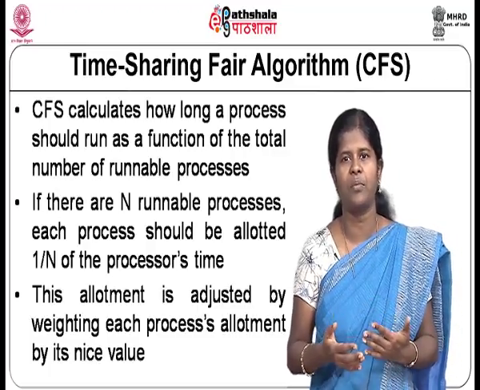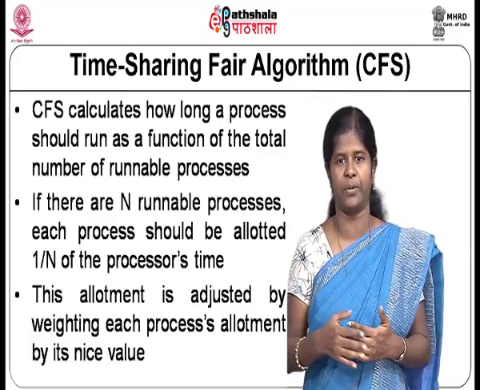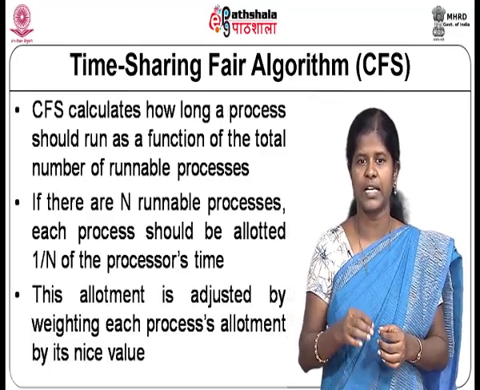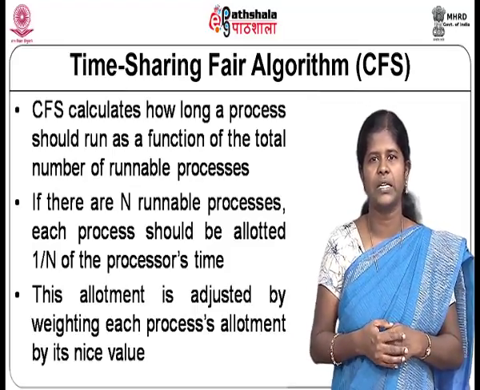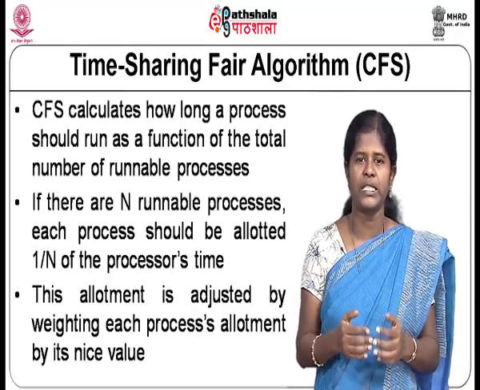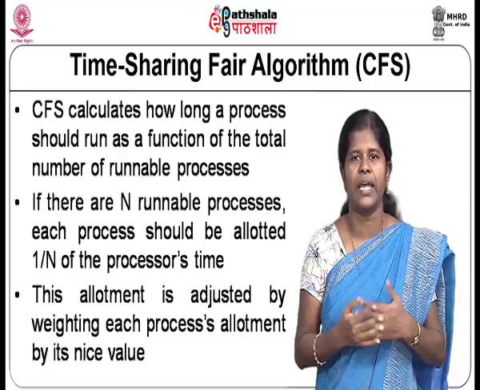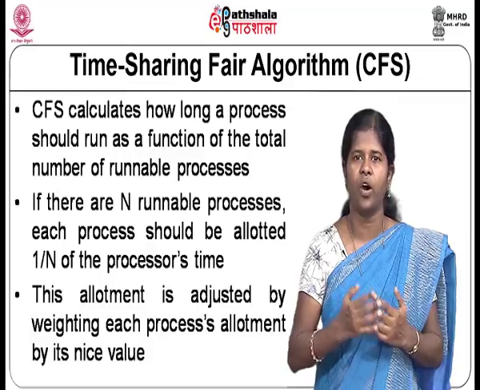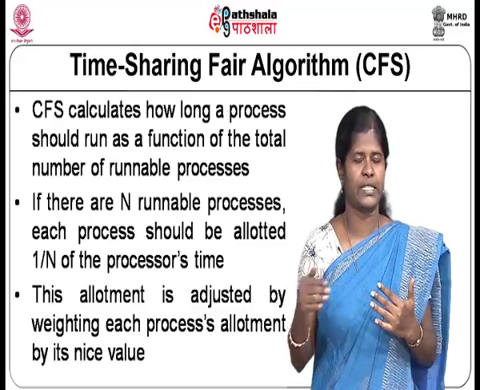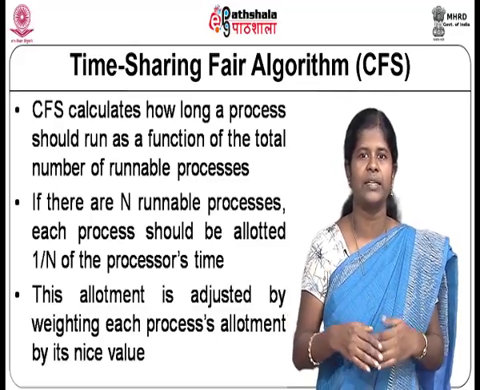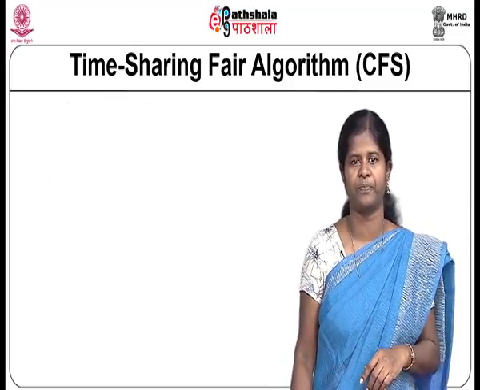Say if there are n runnable processes and all these n processes are waiting to use the CPU, then each process is allotted 1/n of the processor's time. This allotment is then adjusted by weighting each process's allotment by its nice value. If there are 10 processes, then generally 1/10th of the CPU time should be assigned to each process. But if each of these 10 processes has a different nice value, then different weights will be given to each of them depending on the nice value they have.